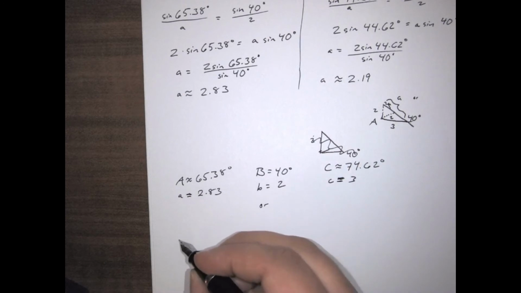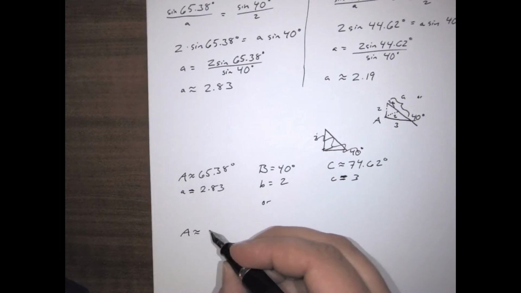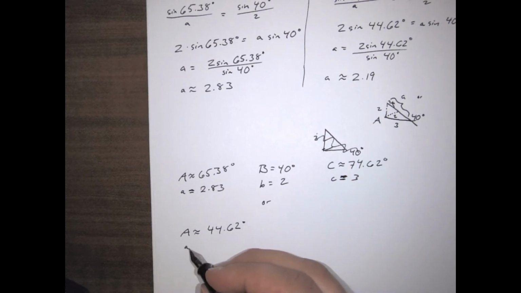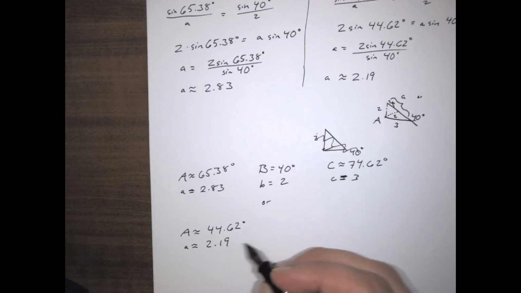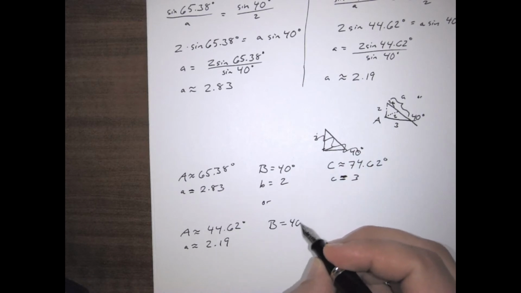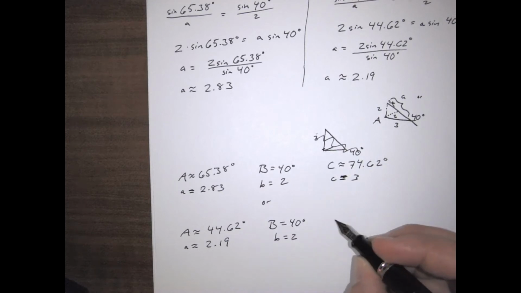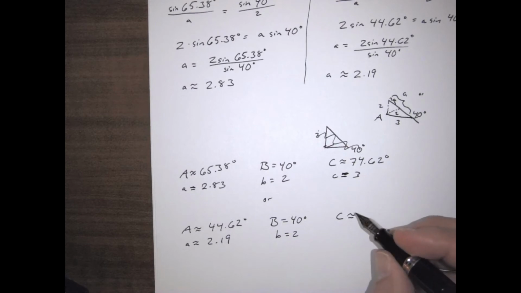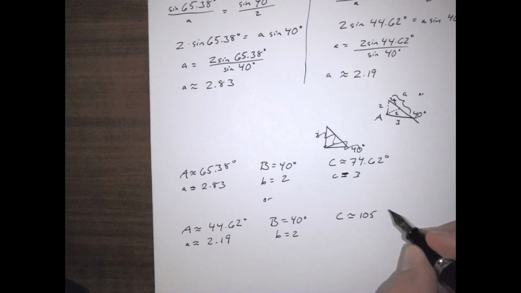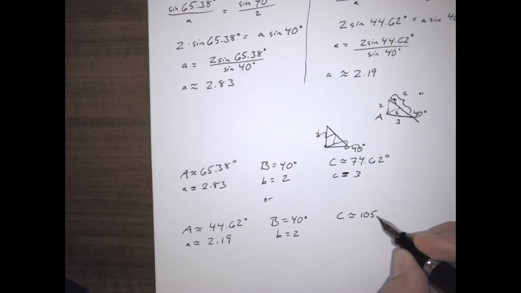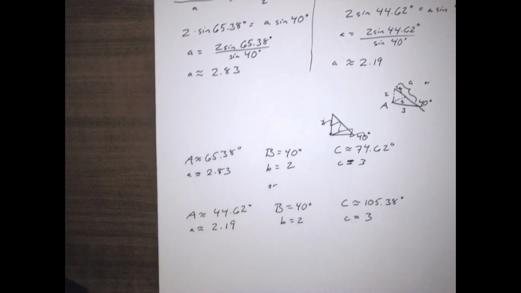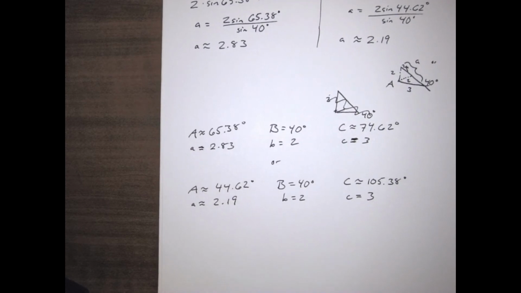Or the A was the other one, 44.62. Little a was then 2.19. B is 40 degrees and 2. Capital C is equal to 105.38 degrees, and little c equals 3. So this is what it looks like when we have the ambiguous cases.